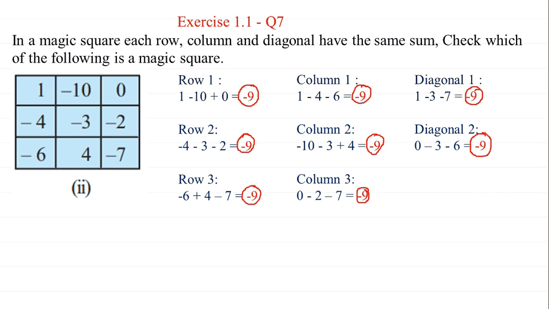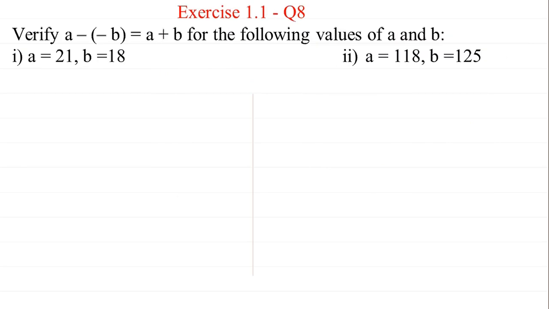So the sum of all the rows, all the columns and the diagonals is minus 9. It means this is a magic square, right? Okay, now move on to the next question, which is question number 8. We'll start with the first part.